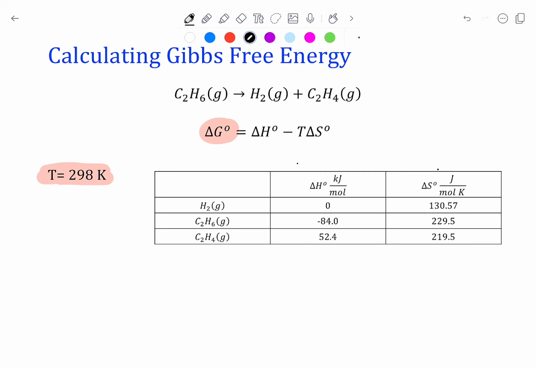So we're going to do this in a couple of steps. First, we're going to find delta H, then we'll find delta S and plug those in to solve for delta G. So in this reaction, we have our product. The H of hydrogen is 0, so we don't need to worry about it. And C2H4 is 52.4. We'll subtract from that our reactant, C2H6, negative 84.0.